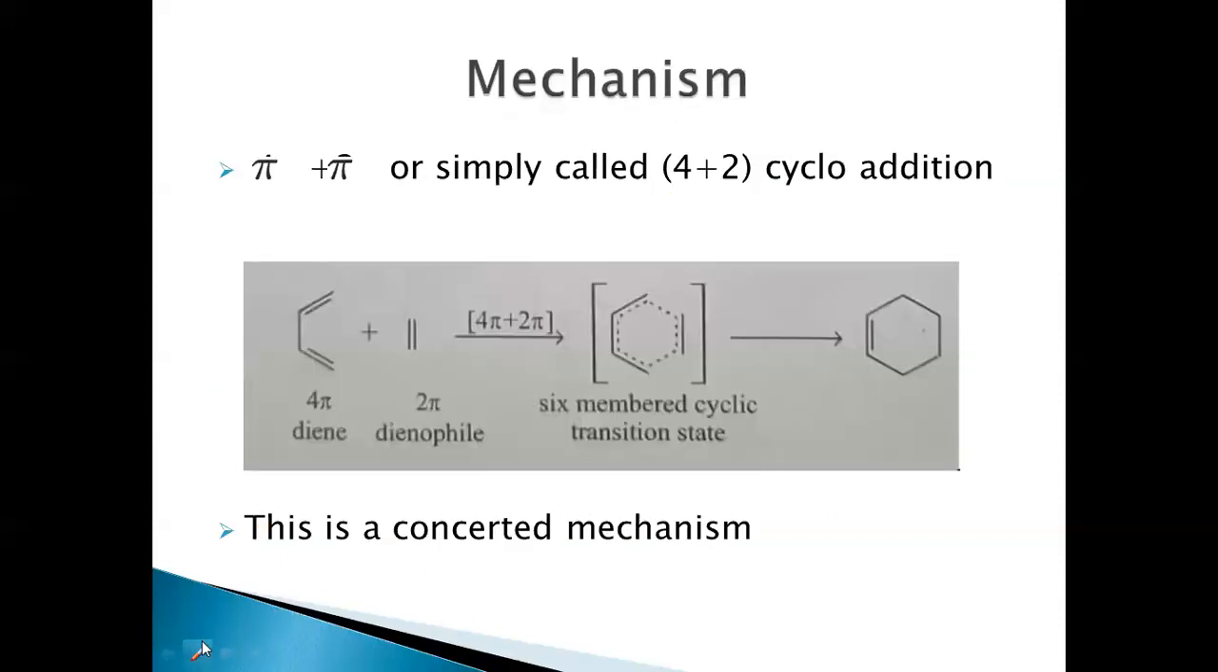And if we see the mechanism of this, it's a concerted mechanism. That means it is taking place in a single step. That means the formation of the new bonds and the breaking of the bonds is taking place in a single step here. So if you take this diene, it is a 4 pi electron system.